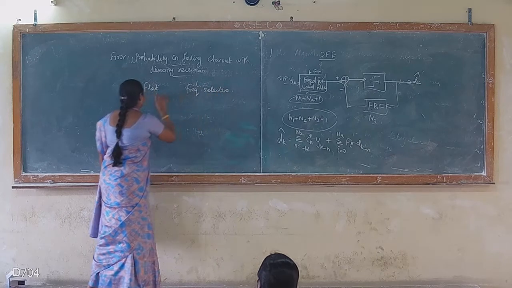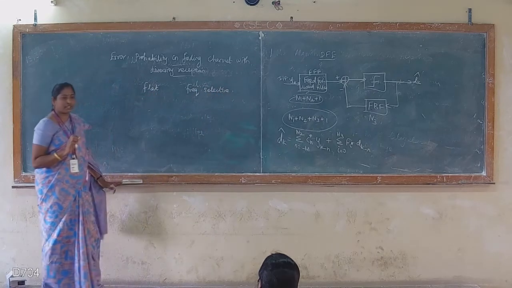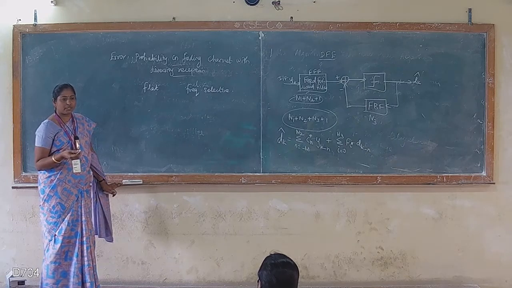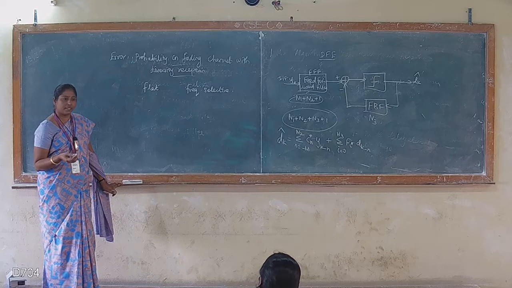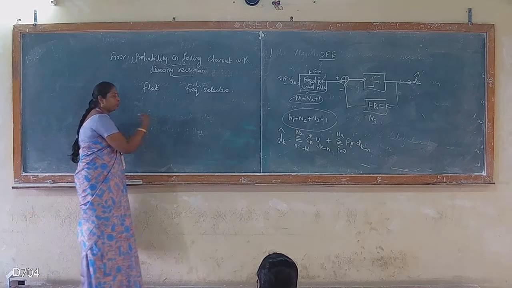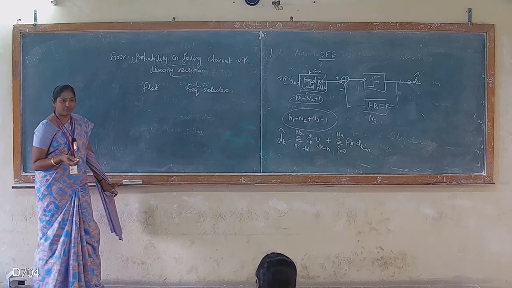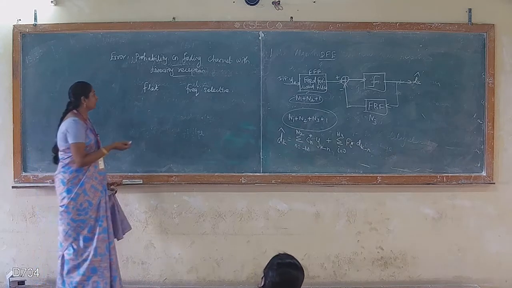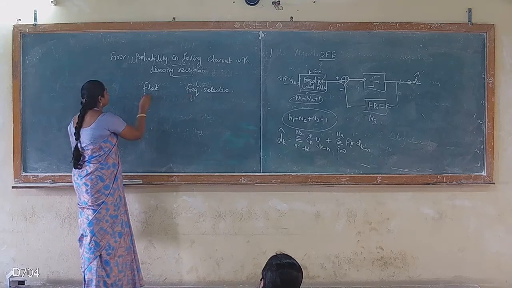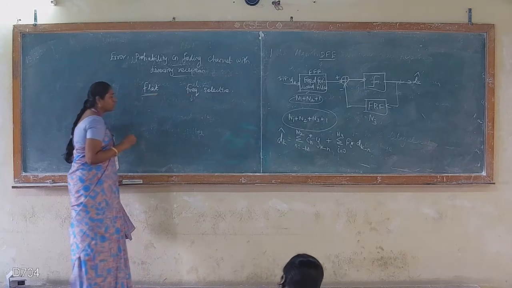So in a flat fading channel, whatever we are transmitting at the transmitter side, we can reconstruct at the receiver side with minimum probability of error. But in a frequency selective channel, we cannot completely reconstruct the information at the receiver side. Okay, so that is the difference. It's a heavily faded channel. So first we will see the flat fading channel response.